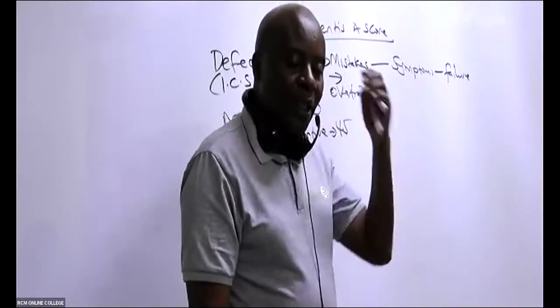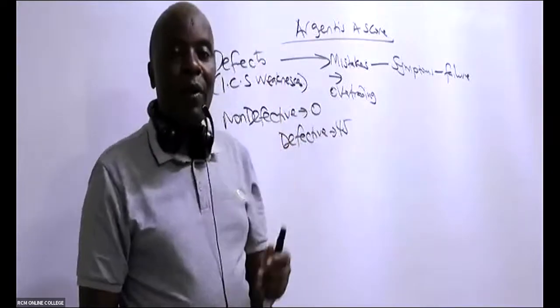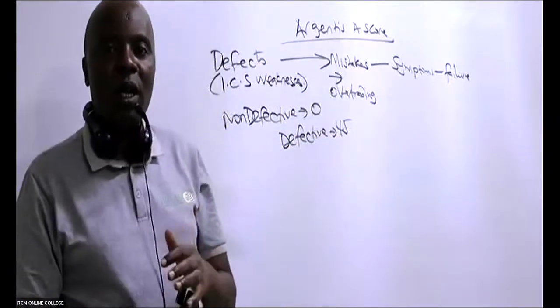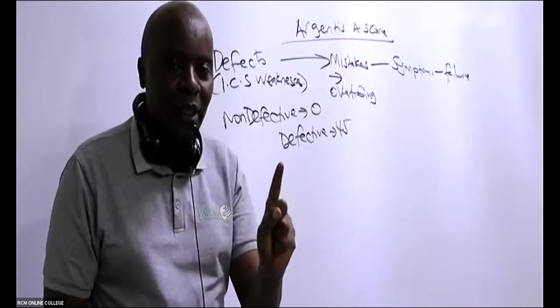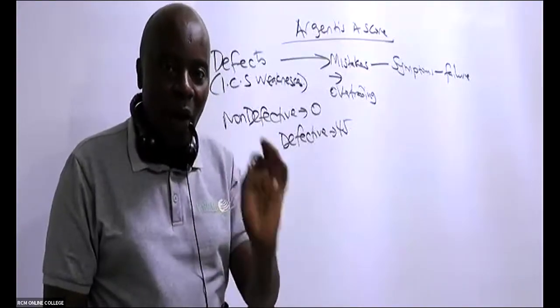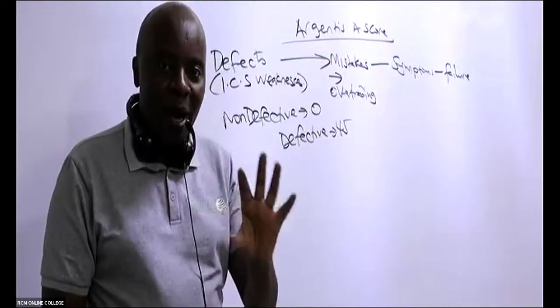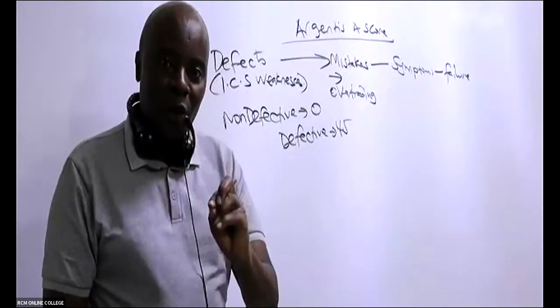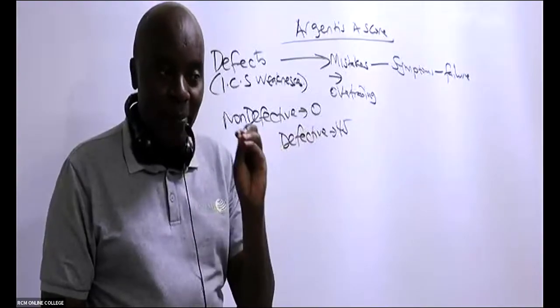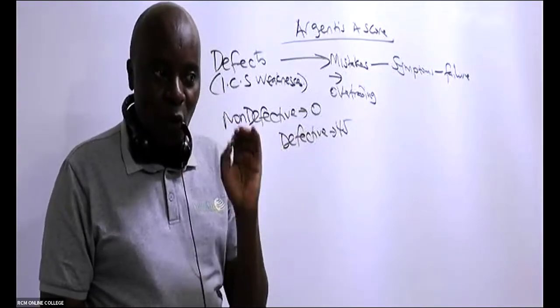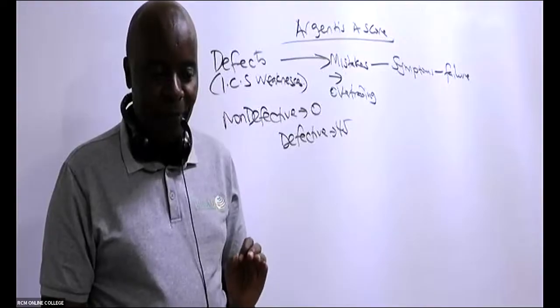The most important thing is for you to know that whenever we talk of Argenti's A-score, unlike all the other models, this is the only model that looks at how a company is performing, or bankruptcy in a company, but now using qualitative factors. They're not looking at numbers. They're looking at qualitative factors.